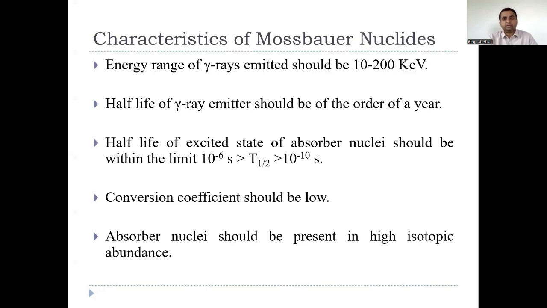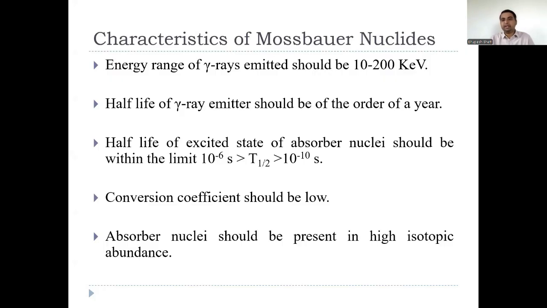And what are the characteristics of that Mossbauer nuclei? The energy range of the gamma radiation emitted should be 10 to 200 kilo electron volt. The half-life, obviously, should be of the order of a year. For example, in the case of 57 cobalt, the half-life is around 250 days. So the same source material can be used for a longer period of time. If we take some nuclei having a half-life of some months or some days, then we need to change that source material very frequently. The half-life of the excited state of the absorber nuclei should be within the limit of 10 raised to minus 6 second to 10 raised to minus 10 second, which is the range of our instrument.